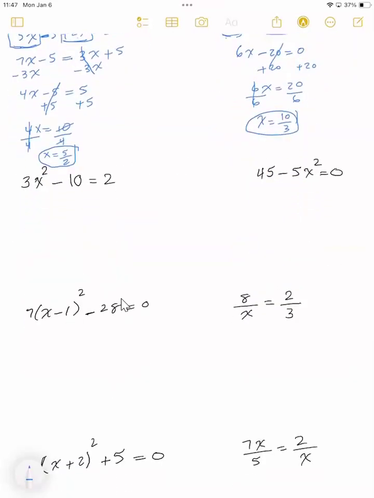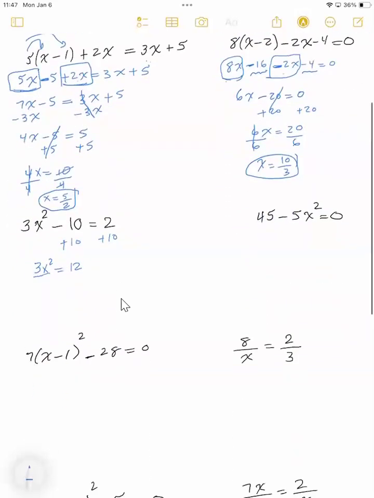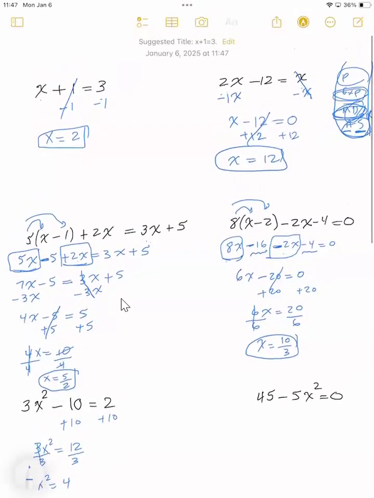In this equation, I see that I have only one x term, so I added 10 to both sides. I get 3x to the power 2 is equal to 12. I have a multiplication, so I do division. I divide both sides by 3. I get x to the power 2 is equal to 12 divided by 3, which is 4. Then after that is the exponent.